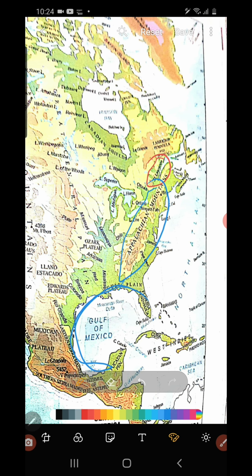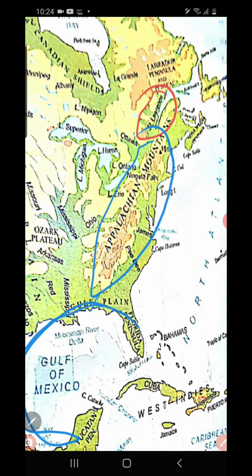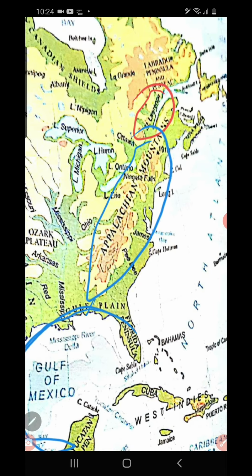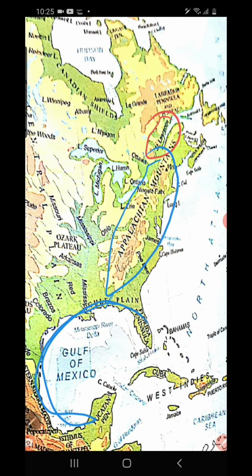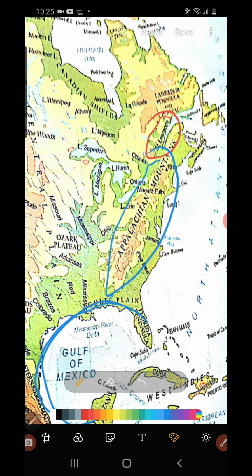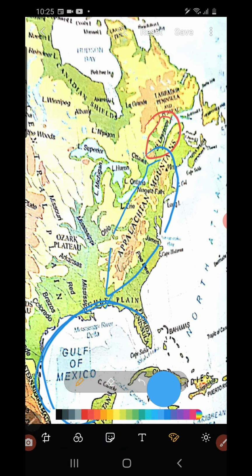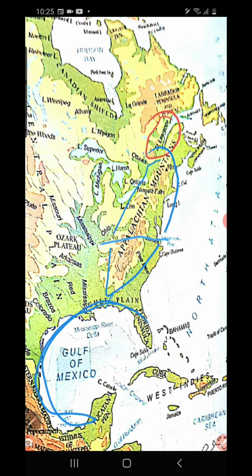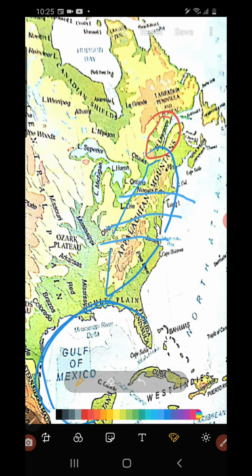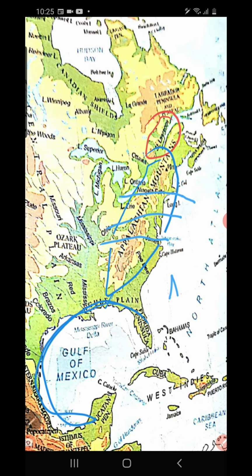A number of rivers flow through the Appalachian Mountains. The rivers flowing through this mountain form waterfalls because these rivers are cutting through the plateaus. I'll show you a river in blue color. They are cutting through the plateaus and draining into which ocean? The Atlantic Ocean. This is the Atlantic Ocean.